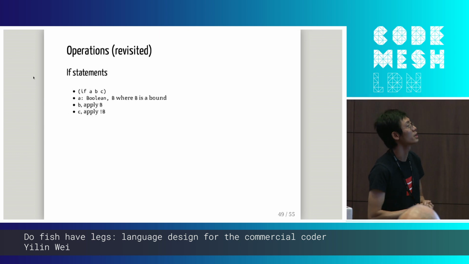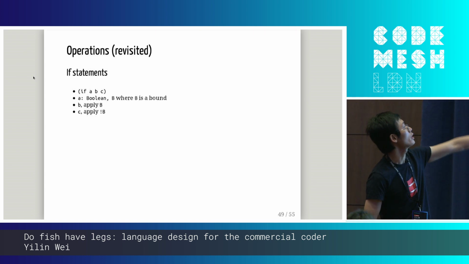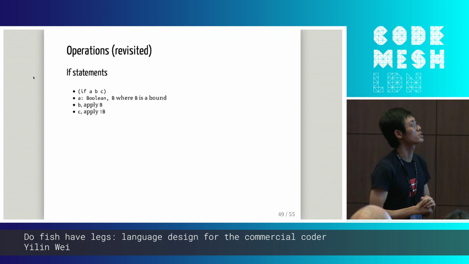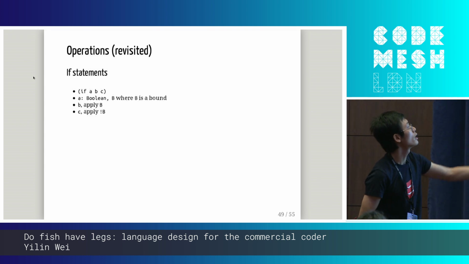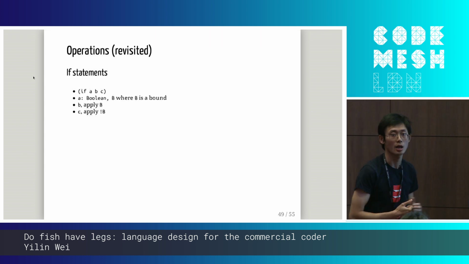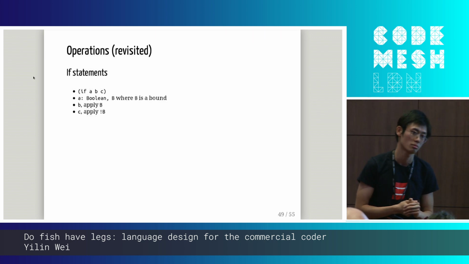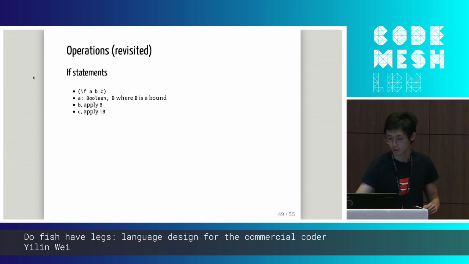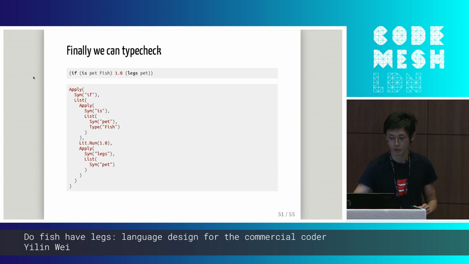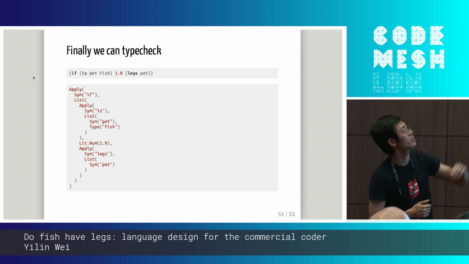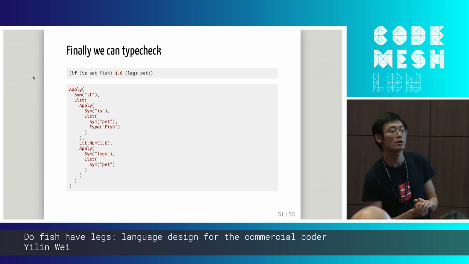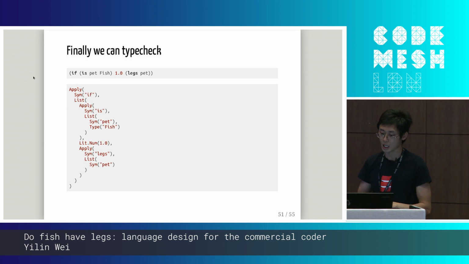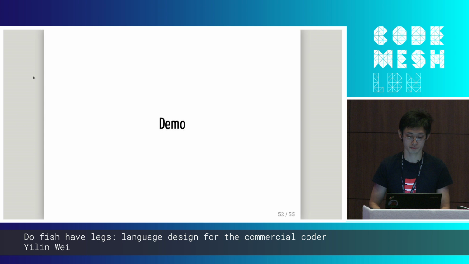So our if statement is going to be a little bit different now. If now takes an A, which is of type Boolean, and B, which also returns a bound. And in one branch, it applies B, and in the other branch, it applies the complement of B. So we can finally type check this program. All right, so if the pet is a fish, we return 1.0. Otherwise, we return legs of the pet, because we know that it's not a fish anymore.